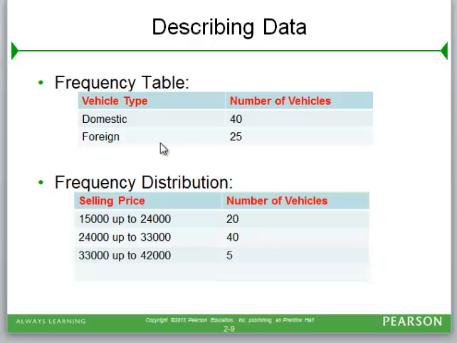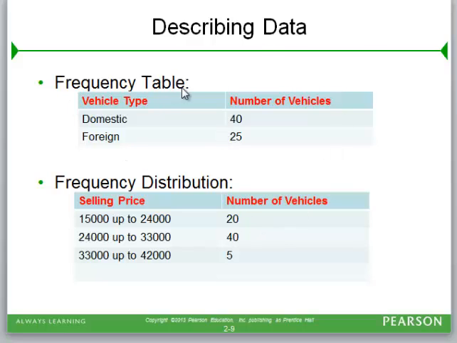Here, what does mutually exclusive mean? It means any particular vehicle cannot belong to both classes. It's either domestic or foreign, can never be both domestic and foreign.